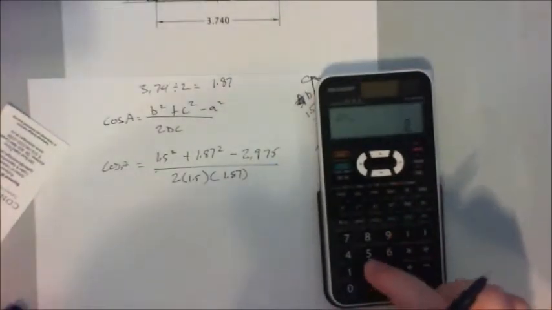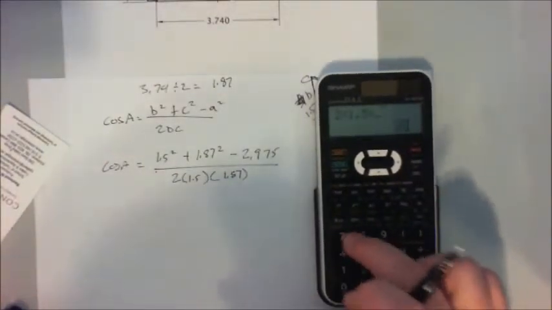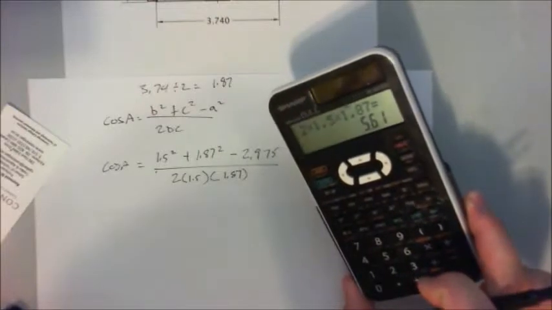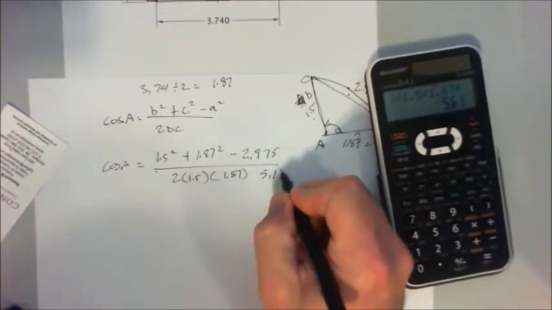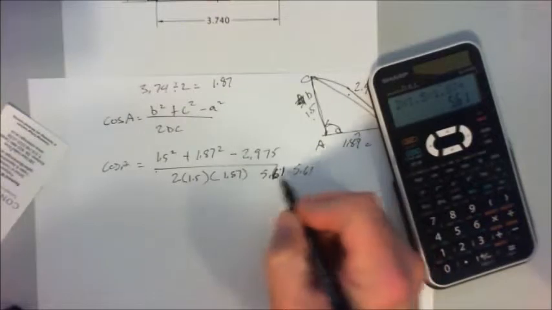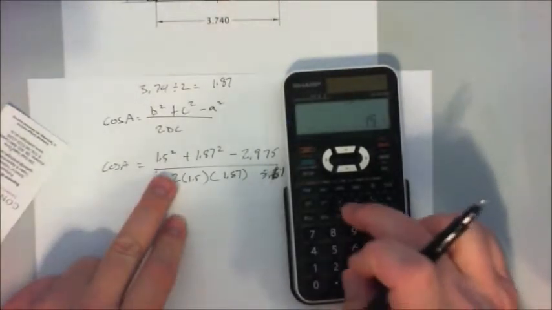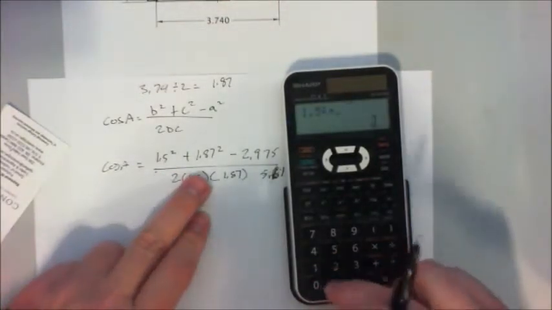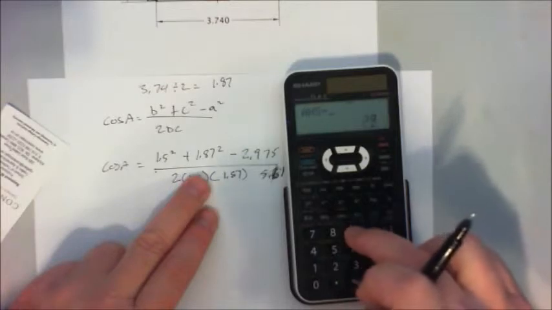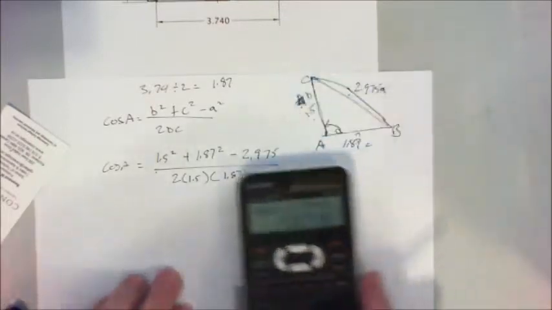2 times 1.5 times 1.87 equals 5.61. Okay, so let's do our top. 1.5 squared plus 1.87 squared equals, minus 2.975 squared equals, oh, we got a negative number.